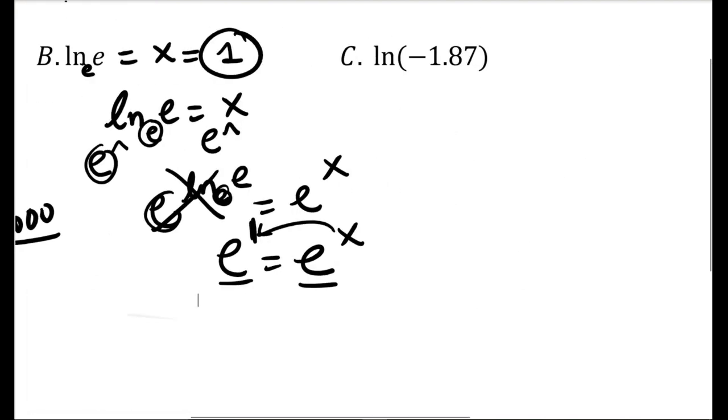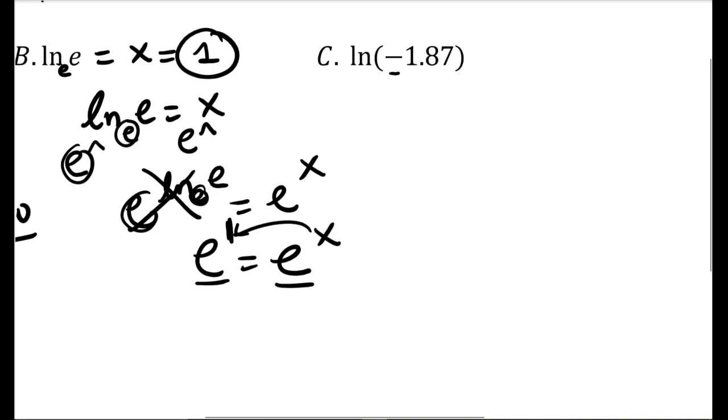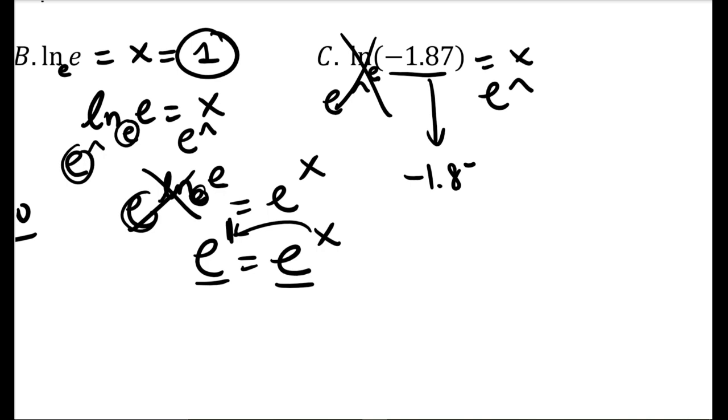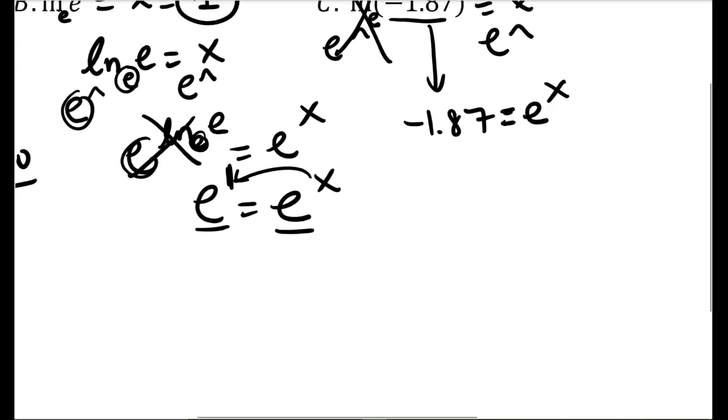All right, so now the next one. We're going to do the ln of negative 1.87. So we're going to set that equal to x. Remember, there's an invisible e here. So the only way to get rid of it is to raise e to that power. So now these cancel, leaving you with negative 1.87 equals e to the x. So we need to figure out a power that we raise e to get negative 1.87. Remember that this cannot happen. We can't raise something to an exponent and get a negative number. That's not going to happen.